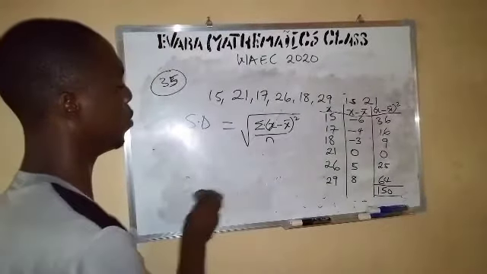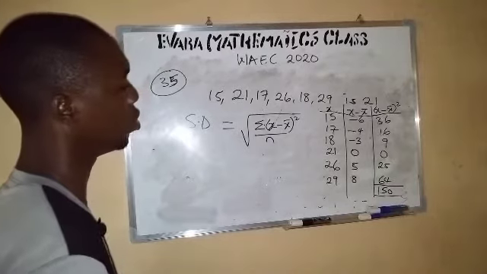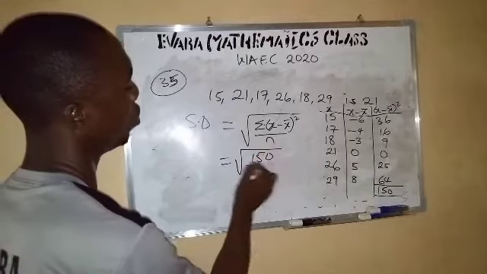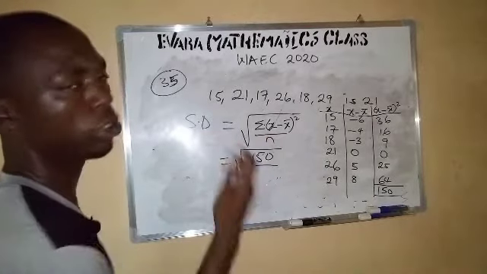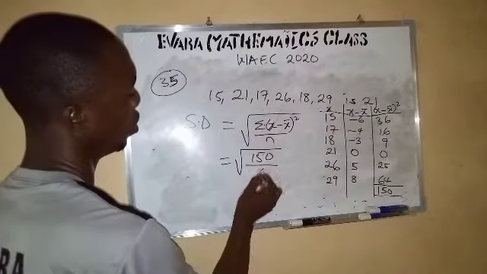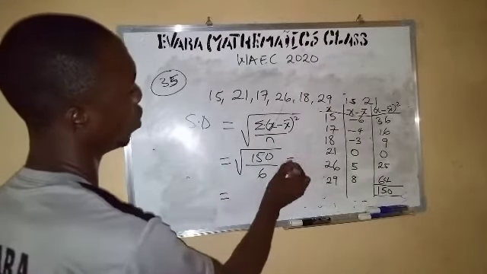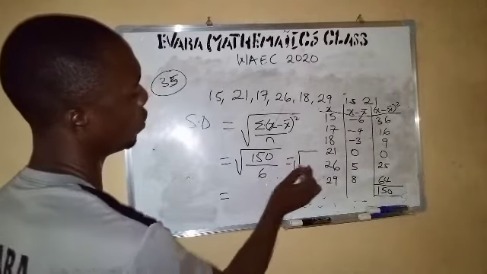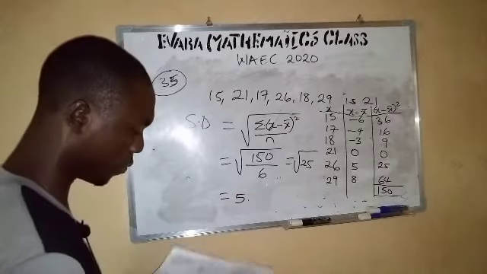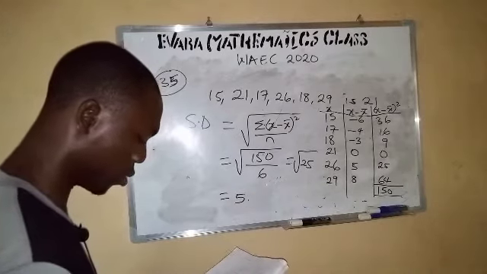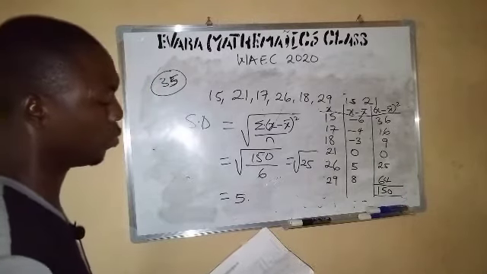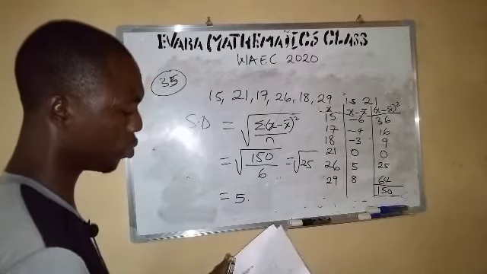Going back to that formula now, the standard deviation will now be the square root of 150 over n. This n means the number of figures that we have. 1, 2, 3, 4, 5, 6. That is the square root of 150 divided by 6 is 25, and the square root of 25 is 5, which is option C. So this is how to tackle questions like this.